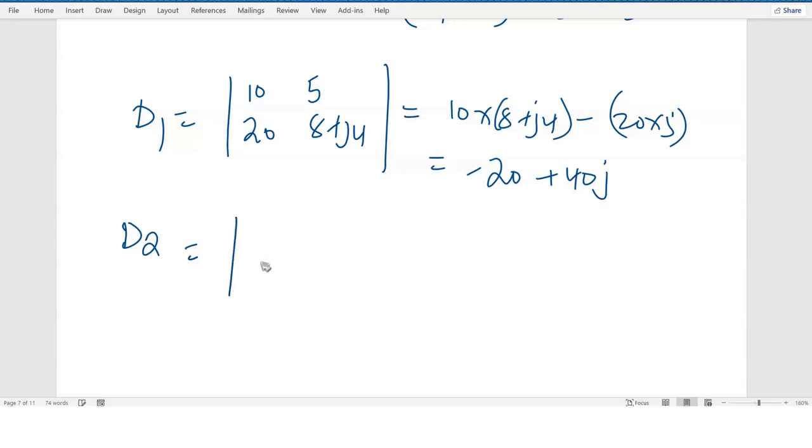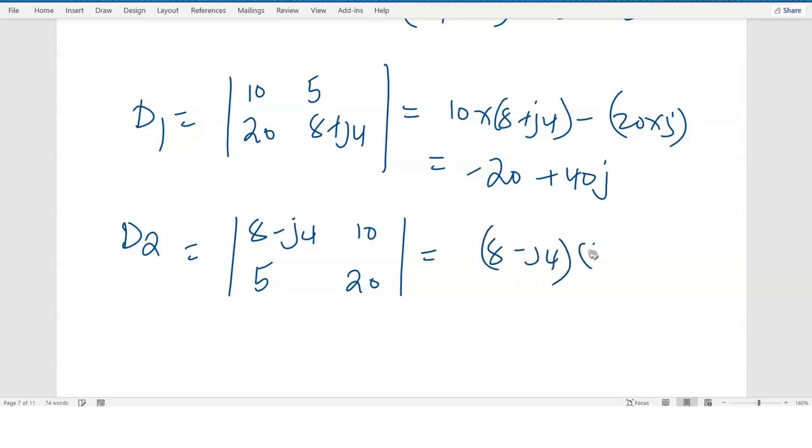So what is D2? D2 will be the determinant of a matrix in which the coefficients of I2 have been replaced with the outputs, but maintaining the coefficients for I1. So I will have 8 minus j4, 5, 10 and 20. So this means I will have 8 minus j4, I multiply by 20, minus 50. So what would D2 become? This is becoming 110 minus 80j.